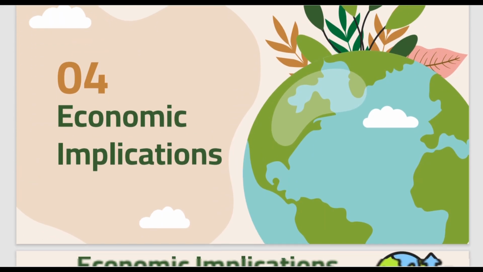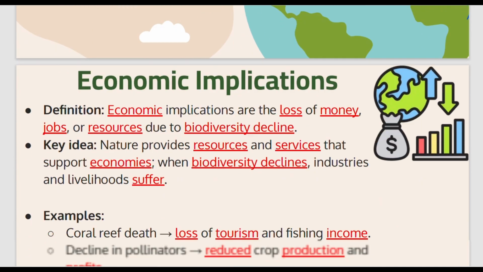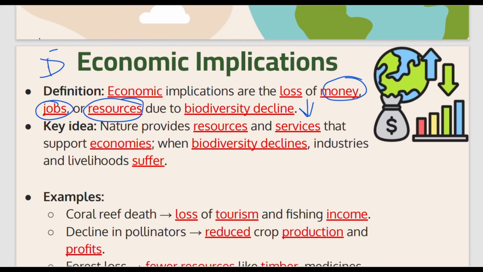And then last but not least, our last category is economic implications. Hopefully, when you think of economic, you think of money. That's what this one is all about. So economic implications are the loss of money, jobs, or resources due to biodiversity being lost or experiencing a decline, going down. So economic, think money, jobs, or resources. Because resources equal money. I like to think this one is all about money.